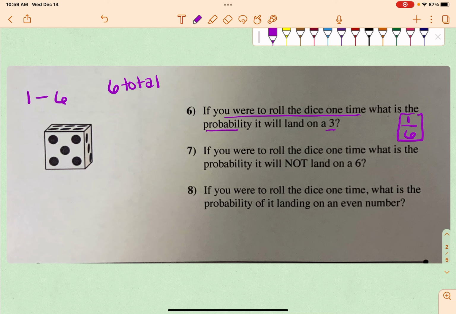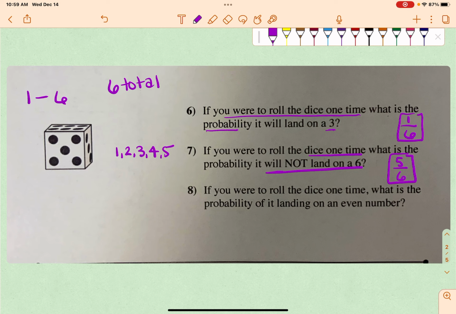The next one says if you were to roll it one time, what's the probability it will not land on a 6? If it doesn't land on a 6, that means it would have to land on 1, 2, 3, 4, or 5. That is actually 5 of the sides of the die out of the 6 total. So again, you can check that to make sure you have a good idea if it can reduce or not. That one cannot.